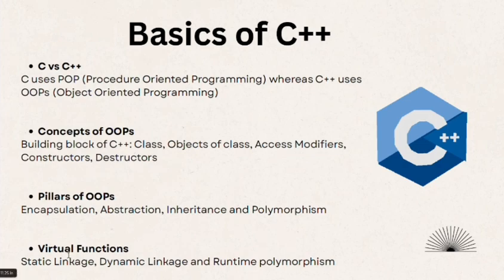Virtual function. In virtual function, it contains static linkage and dynamic linkage. Virtual function is basically which allows a function in base class to be overridden in derived class. So static linkage decides function call at compile time, and dynamic linkage decides at runtime, achieved using virtual function. And runtime polymorphism, when correct function is chosen while the program is running.